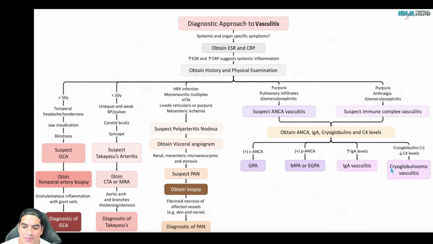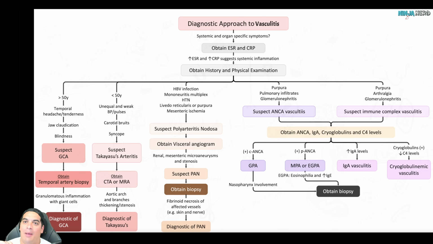This oftentimes may be enough, but add in your history and physical exam. For GPA, they're going to have sinus involvement, right? That's the big difference. So nasopharyngeal involvement, so sinusitis, the saddle nose deformity would also be suggestive of that, and otitis media. That would oftentimes be good enough. If you really wanted to, you could obtain a biopsy to really add to the utility here.